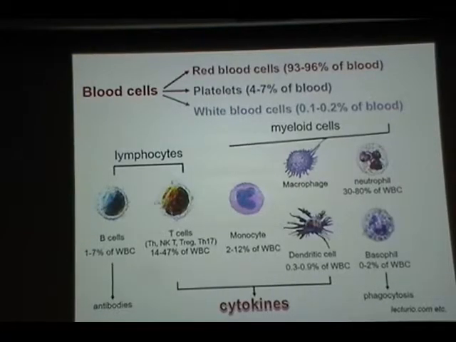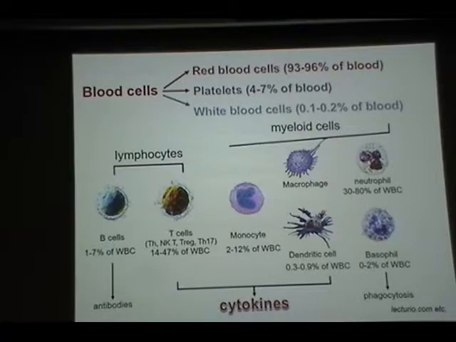So let's put it in more detail. We have lymphocytes, B cells, and T cells. In T cells, we have type 1 and type 2 helper T cells. You know that, right?